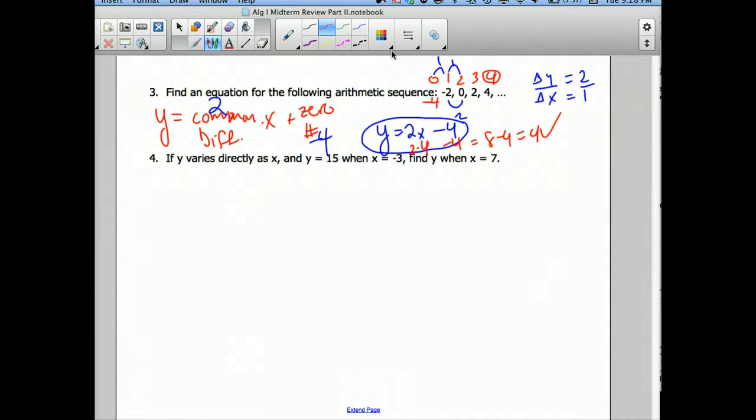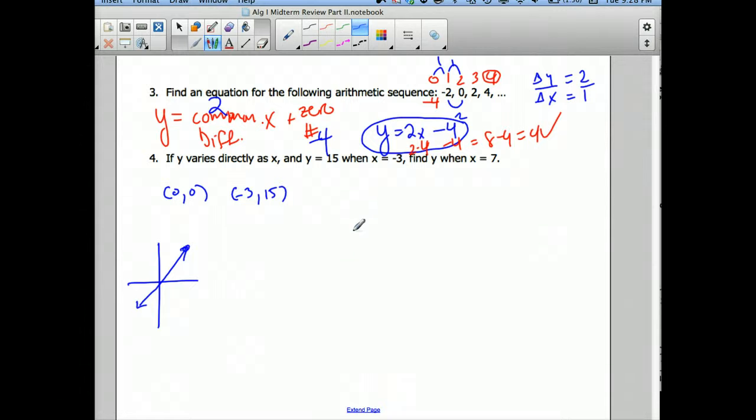So y varies directly as x. What that means is that essentially it goes through the point 0, 0. Alright, so on our graph, it goes through the origin. So that tells us our y-intercept. We know right now that our y-intercept is 0. Alright, it also gives us a second point on the line. The first point they give us is when y is 15, x is -3. So that gives us the point -3, 15.